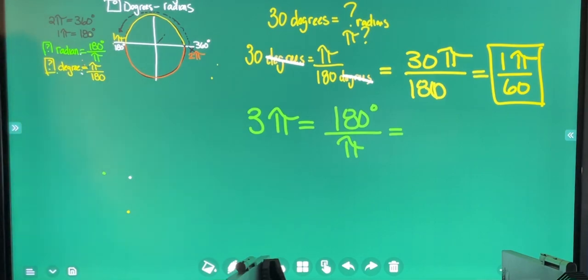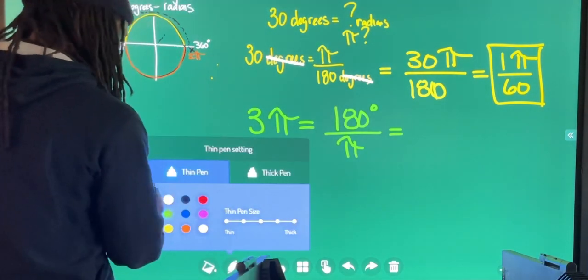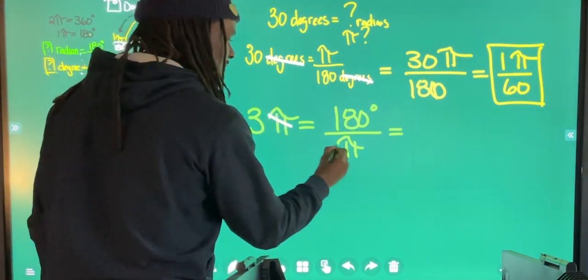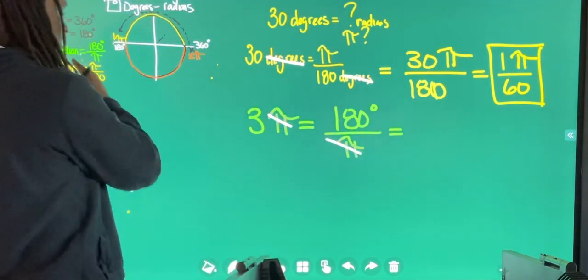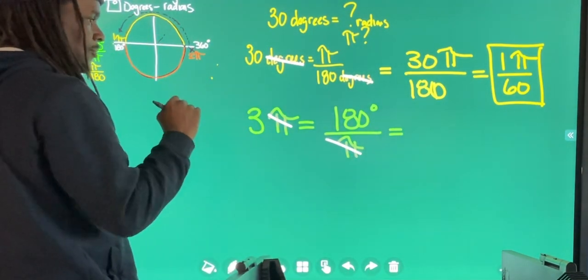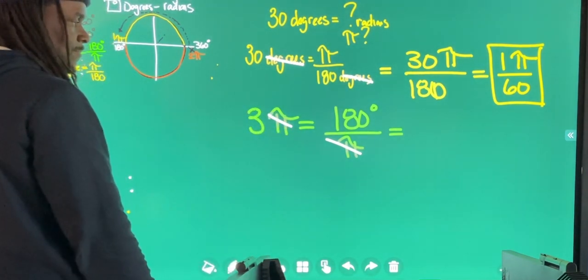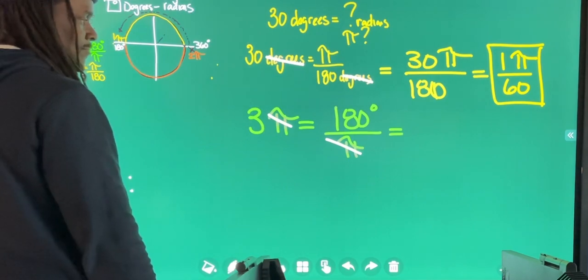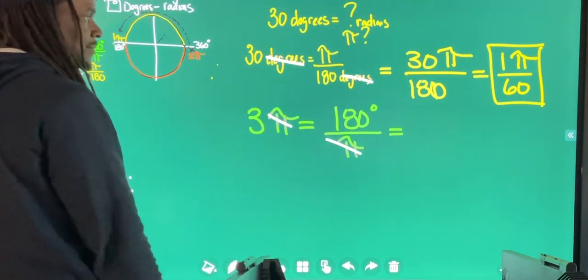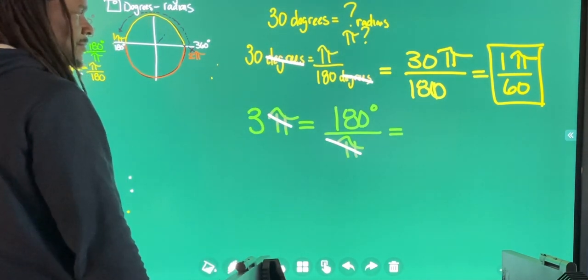What cancels? The radians would cancel. Radians, 1 radian, 2 radians. So the pi's cancel. So it would be 3 times 180 degrees. 3 times what? 180.